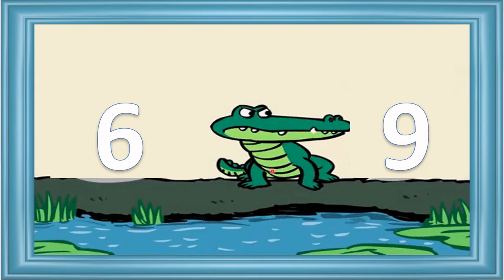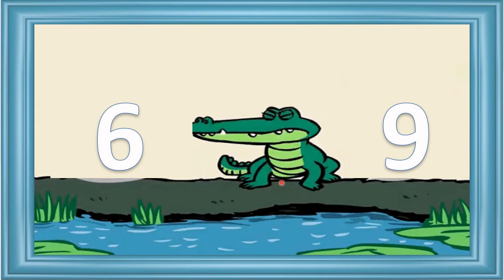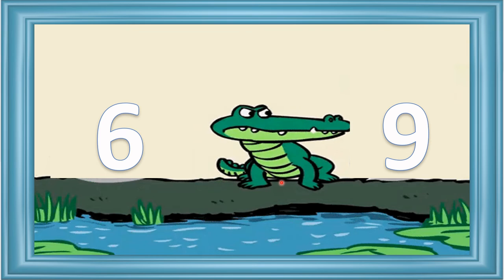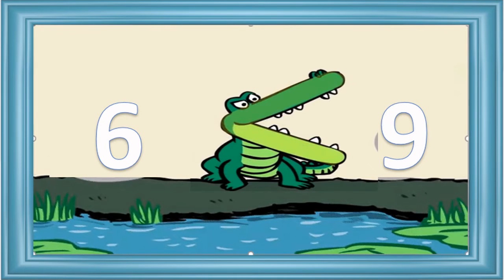Again we can see a crocodile and two numbers, 6 and 9. Right? Now let us see what it will do. We know that it is hungry and it opens its mouth towards the larger number, the greater number. Yes, here the crocodile opened its mouth towards 9.